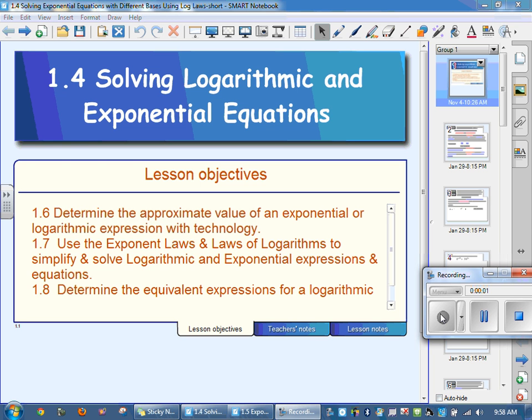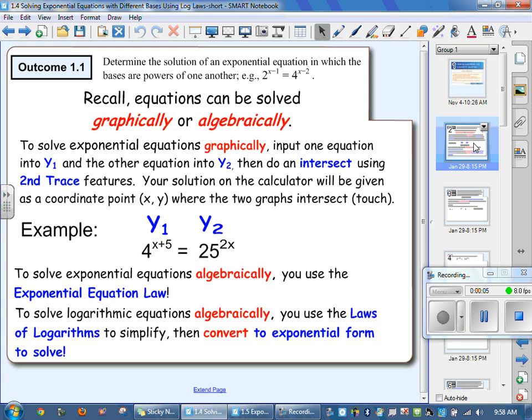Solving log exponential equations. These are non-same base equations. First of all, we know that we can solve them graphically or algebraically if they have the same base. Now, we can still solve the non-same base ones graphically by going y1, y2, etc. A lot of your diploma, you can also do it at a calculator.